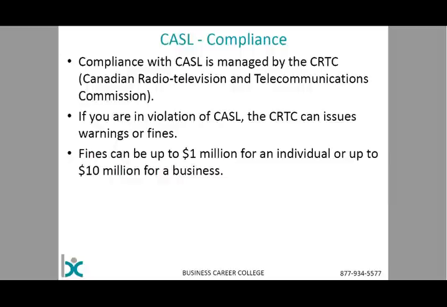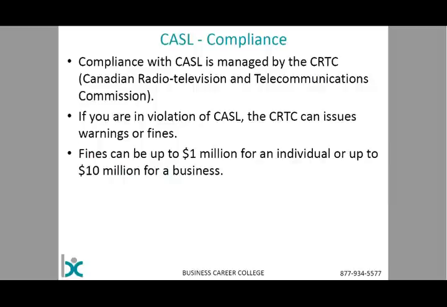What they've stated on the Fight Spam website that is in place to give you updates about CASL is that they would prefer to first issue warnings and corrections to you, and that their intent is only to issue fines when someone is regularly and egregiously violating CASL. But when it comes to the fines, if you're an individual, you can be fined up to $1 million per infraction, and if you're a business, up to $10 million per infraction. So that's a very large financial fine.